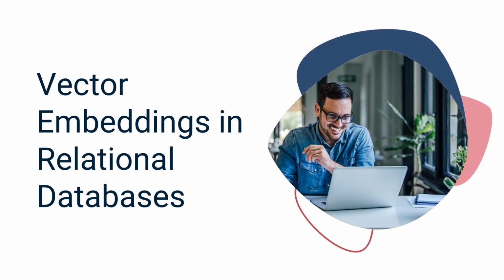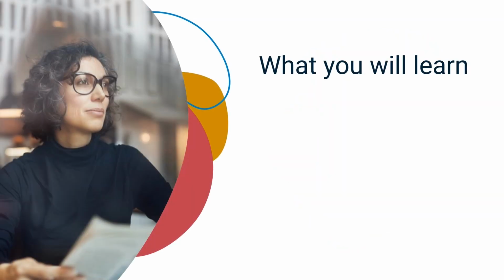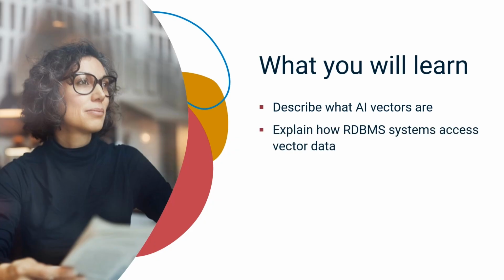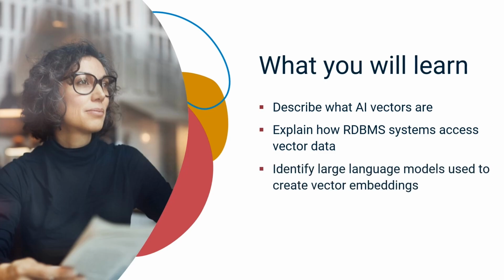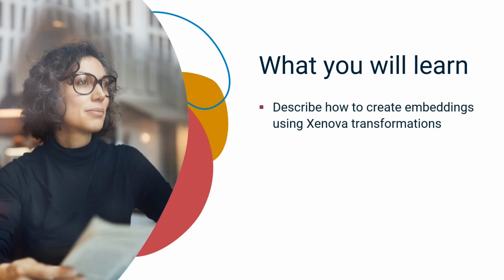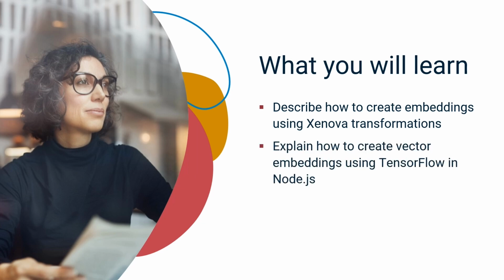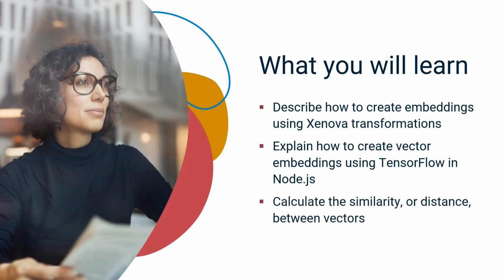Welcome to this video that introduces you to vector embeddings in relational databases. After watching this video, you will be able to describe what vectors are in the context of AI, explain how relational database management systems access vector data, identify some of the current large language models used to create vector embeddings, describe how to create embeddings using Zenova transformations, explain how to create vector embeddings using TensorFlow in Node.js, and measure similarity between vectors using cosine similarity and other distance metrics.